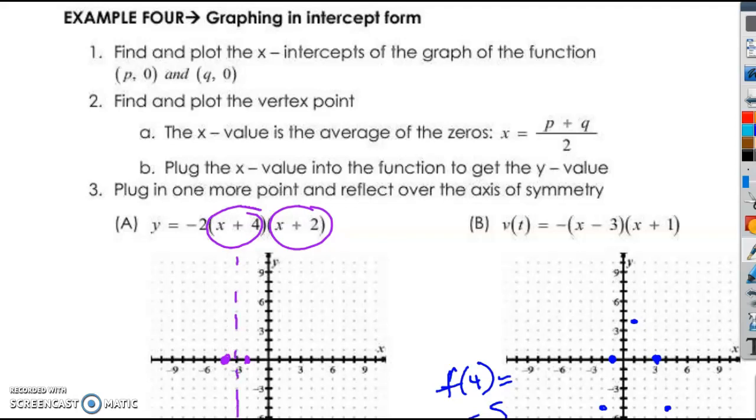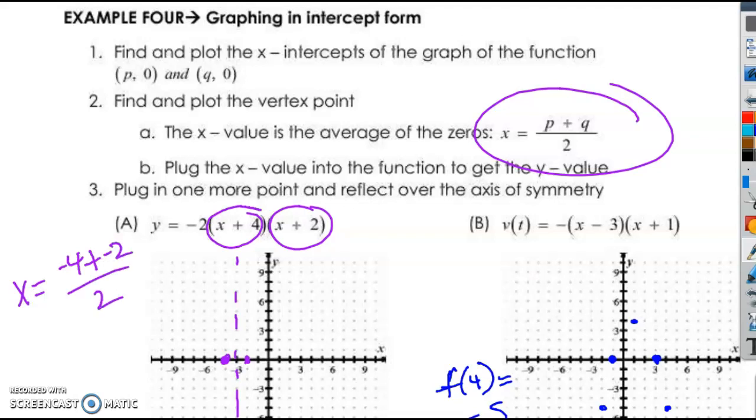So if you average those two numbers, that's what this equation is. It's just averaging P and Q, the two x coordinates. So your x is going to be equal to -4 plus -2 divided by 2. You're averaging, or you can just count. It's going to be -3.